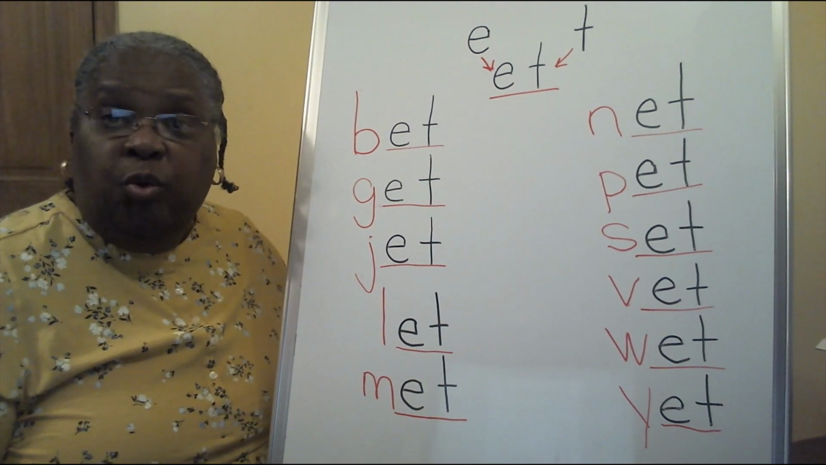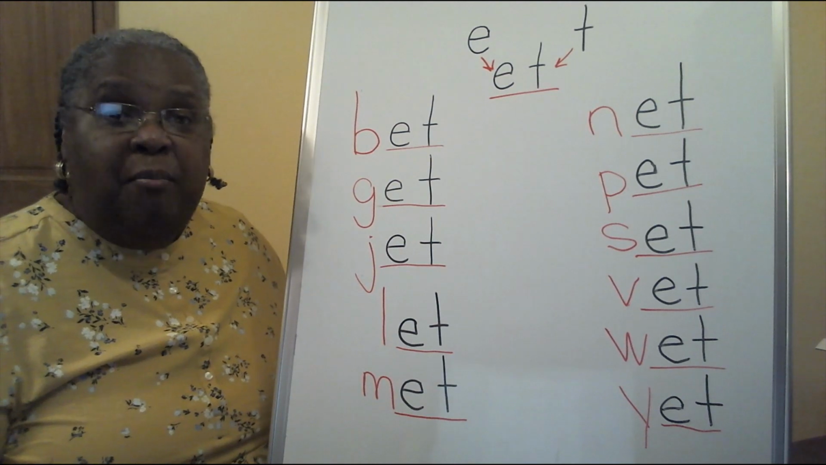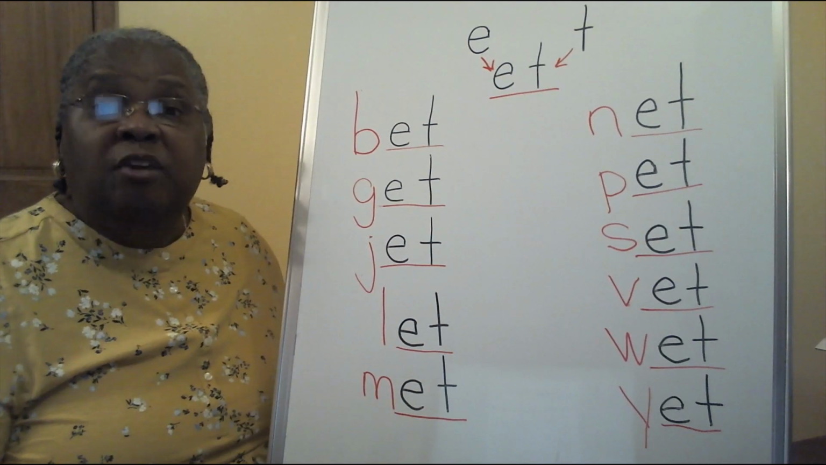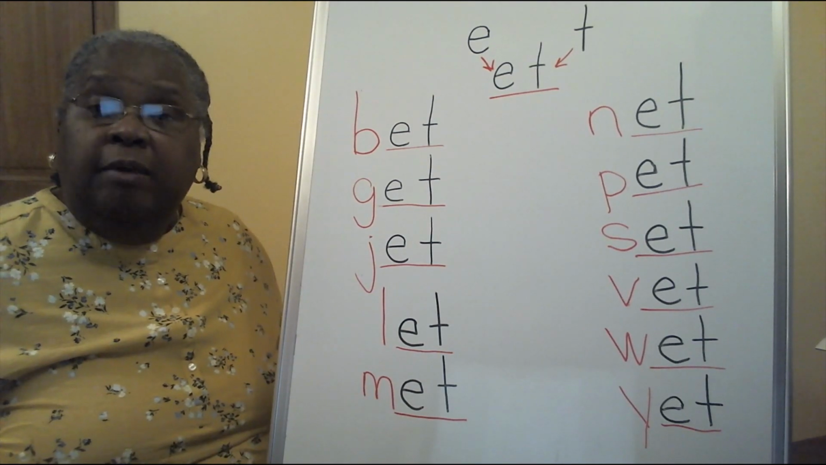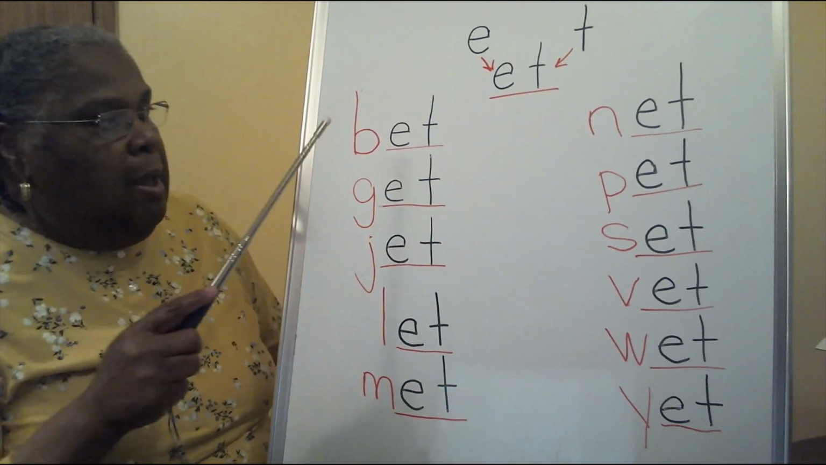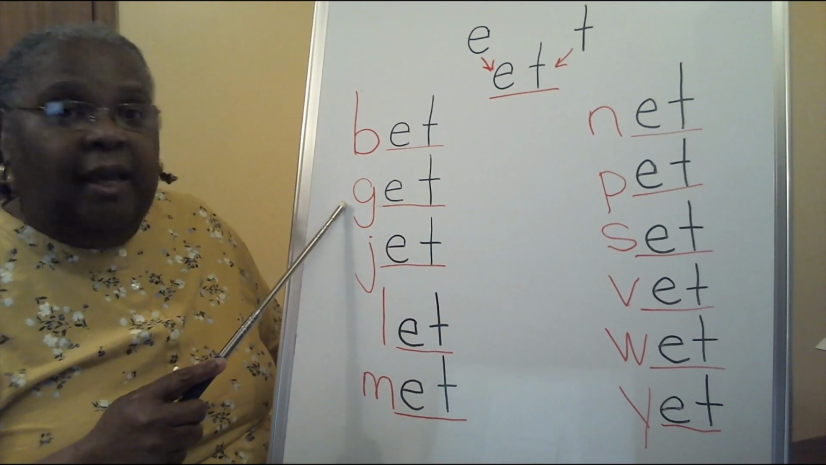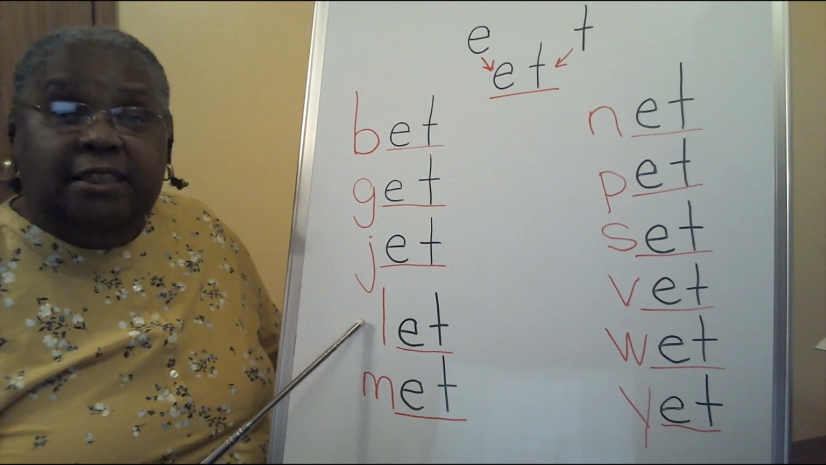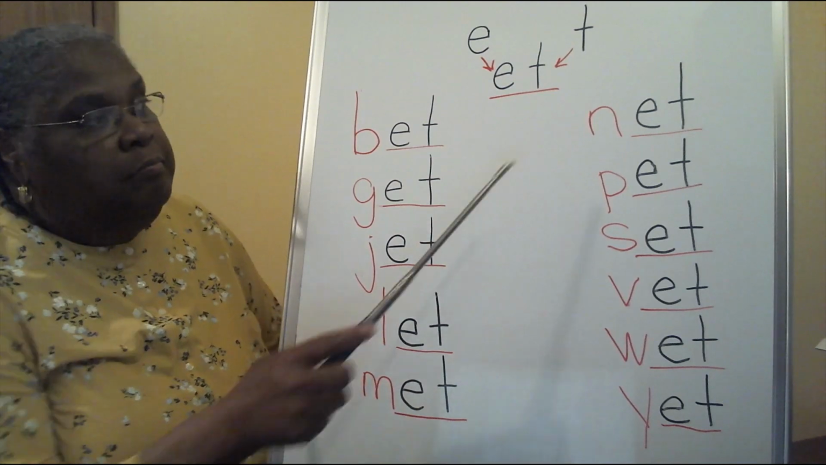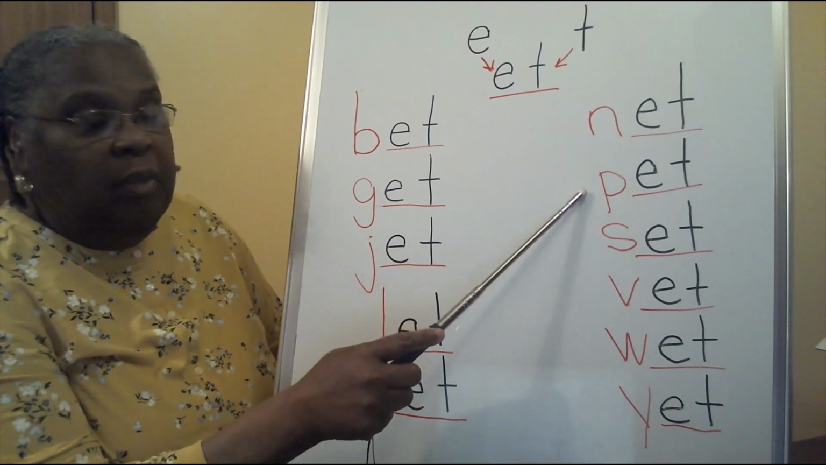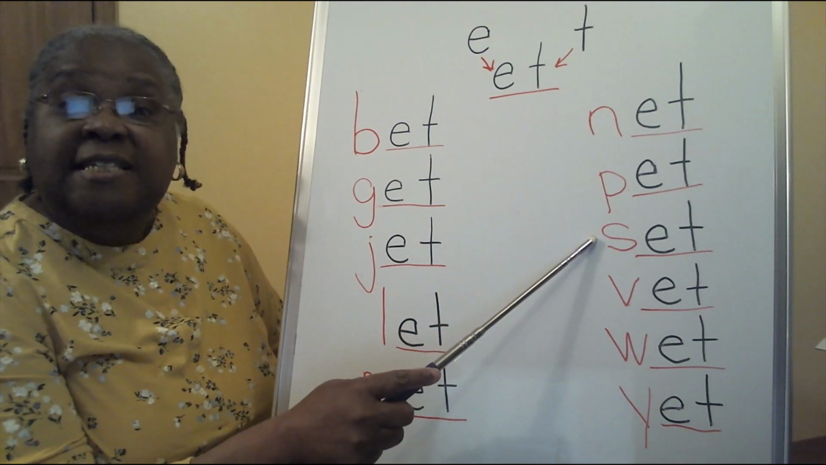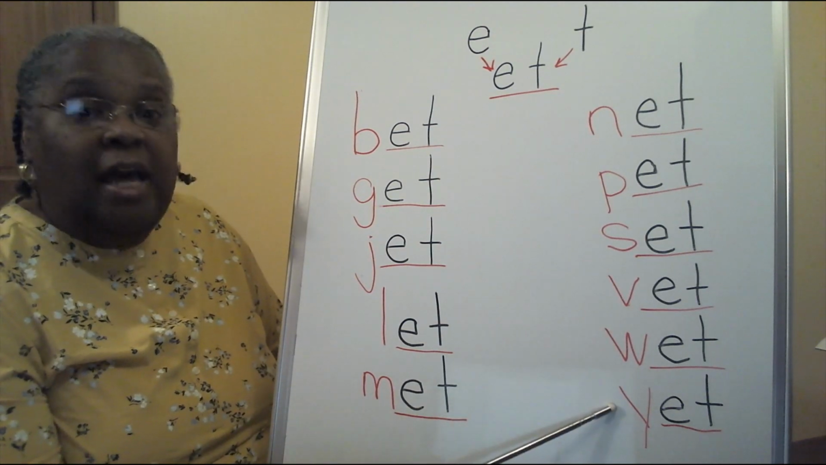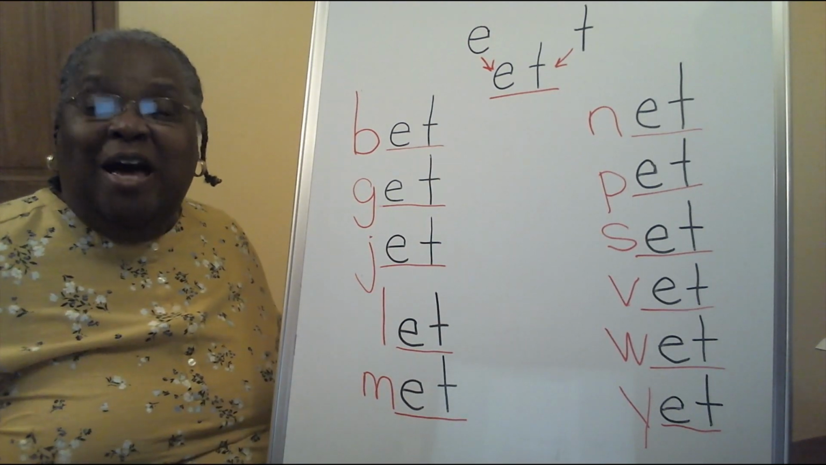Now we will review the words that we have formed in this lesson. Remember that we are to sound out the letters in each word with a smooth flow when we read the word. Ready? Repeat after me. Bet, get, jet, let, met, net, pet, set, vet, wet, yet. Great job.